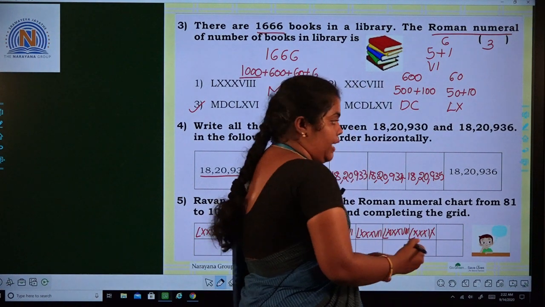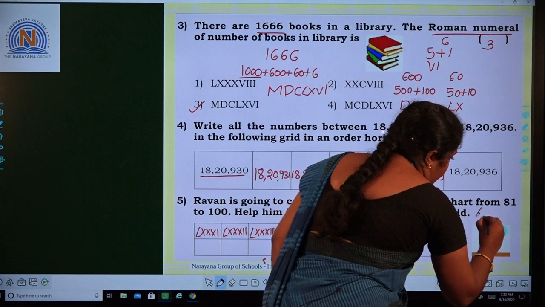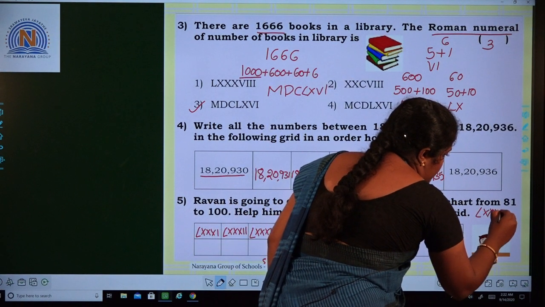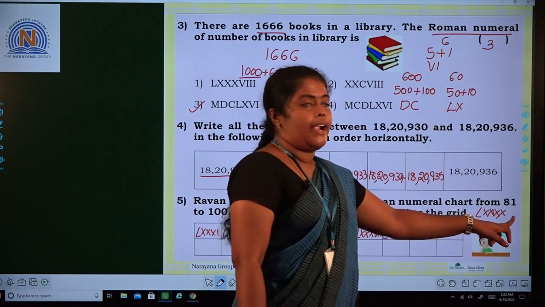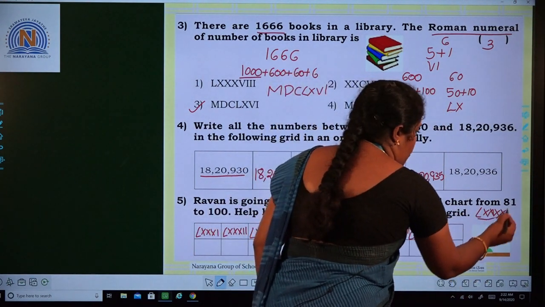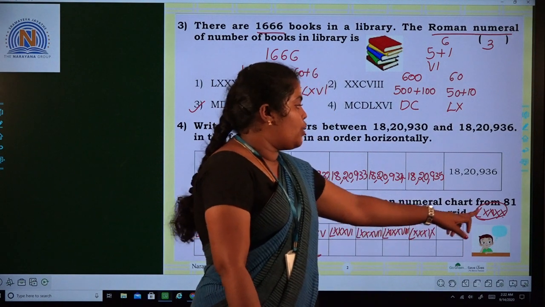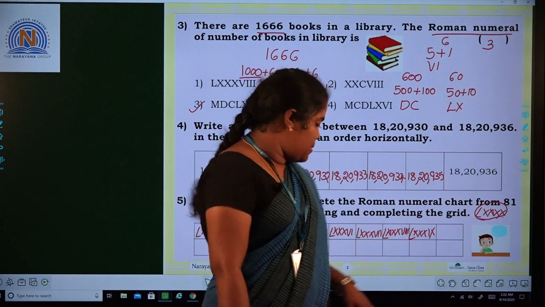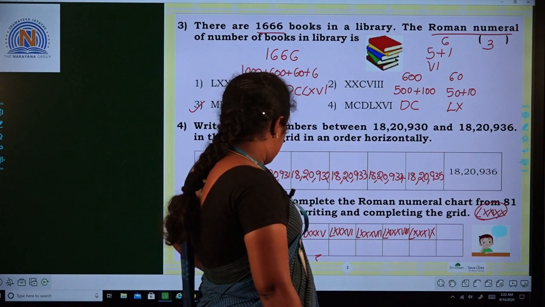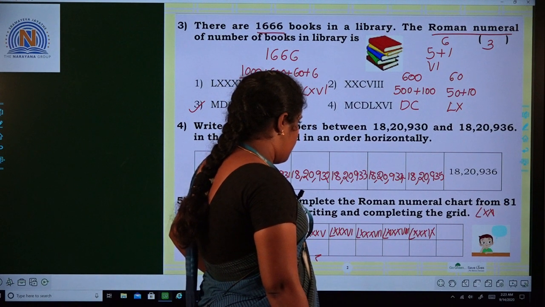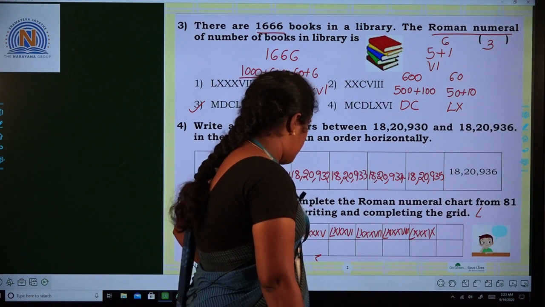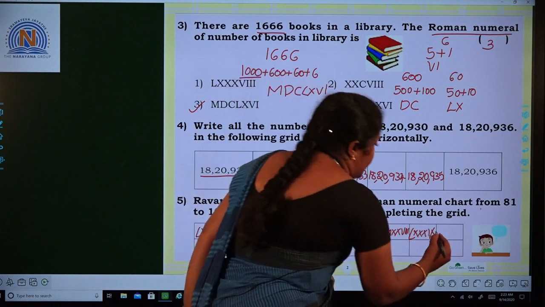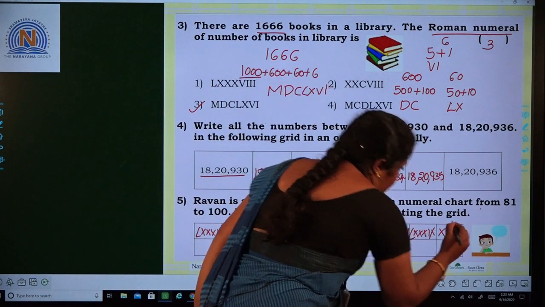Next, the symbol of 90. We think to write 90 symbol is LXXXX. We have to think to write like this, but it is not a correct way. We cannot write like this. In Roman system there is one rule. We cannot repeat X more than 3 times. So we cannot write like that. So the symbol of 90 is XC.